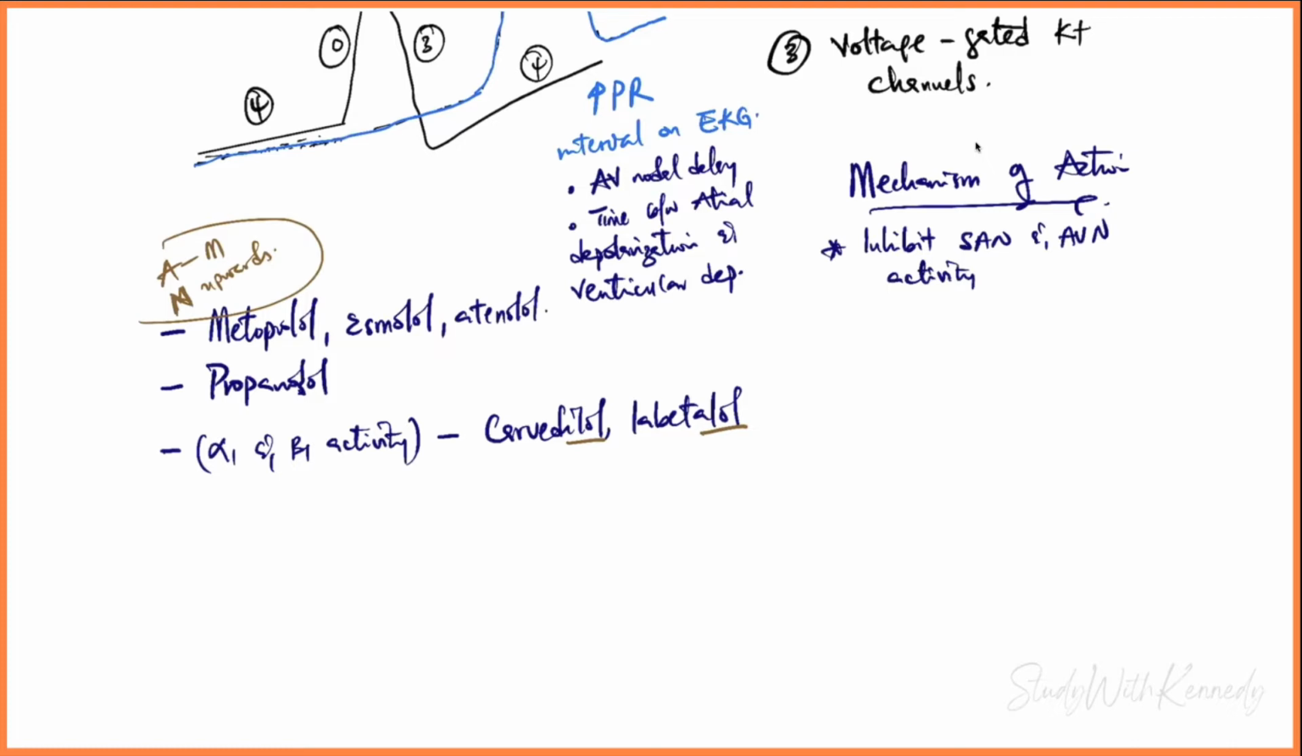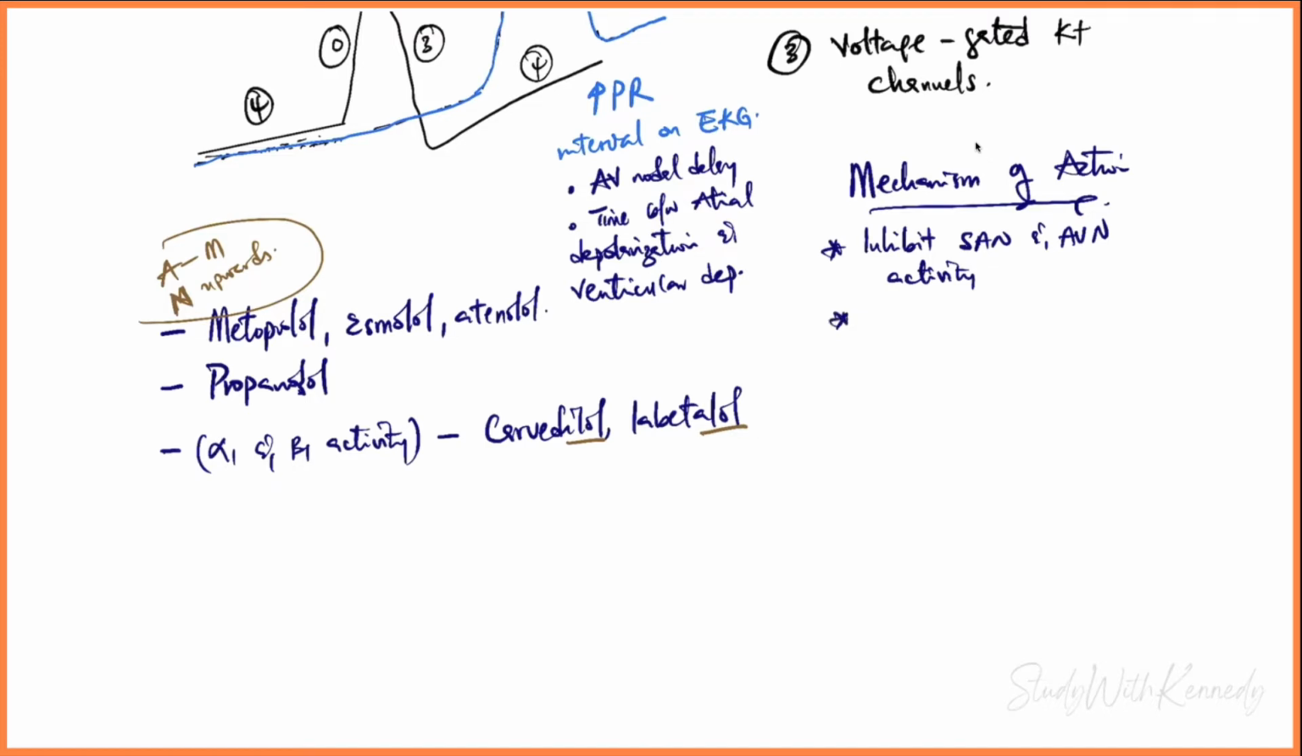And what's the function of the SA node? Automaticity. What's the function of the AV node? Slight delay in action potential transmission between the atrium and the ventricle. So by inhibiting SA node and AV node activity, they actually technically slow down the heart. You could think of it that way. They slow down the heart.